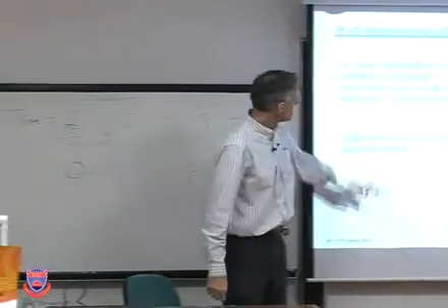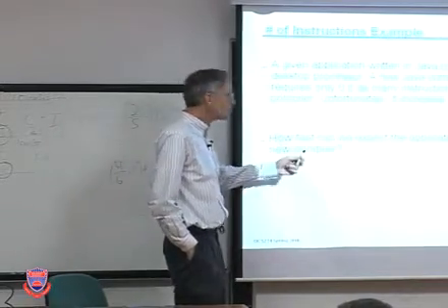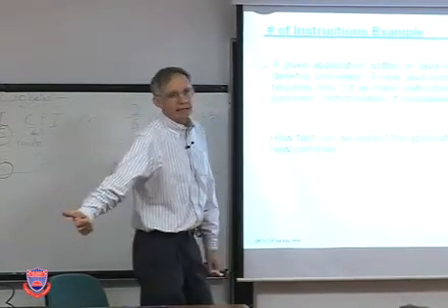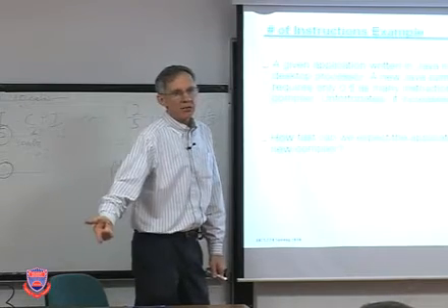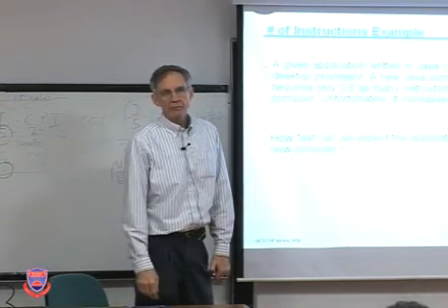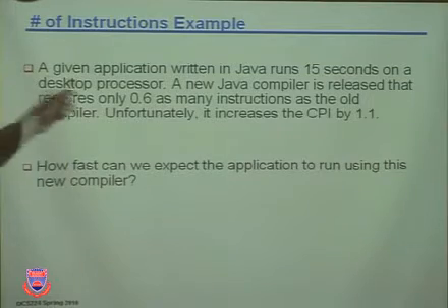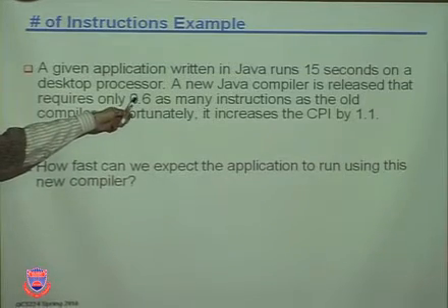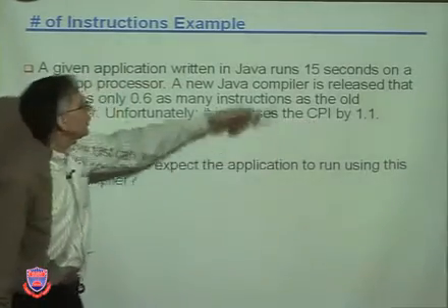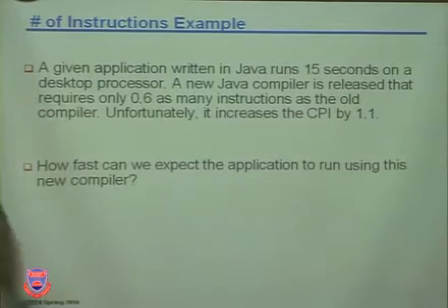All right, so now the question is, how fast can we expect the application to run using this new compiler? So what do we know? Clock cycle doesn't change. CPI changed. I changed. Overall time changed. We know the number of instructions, old and new. We know the CPI, old and new. We know the old time. What are we trying to find? New time. Okay.